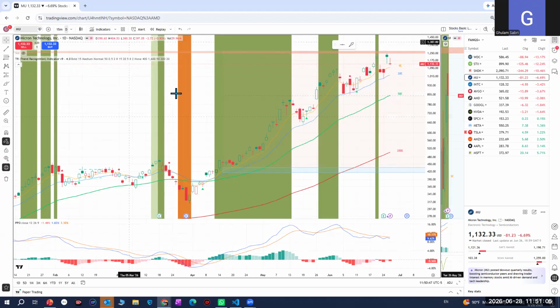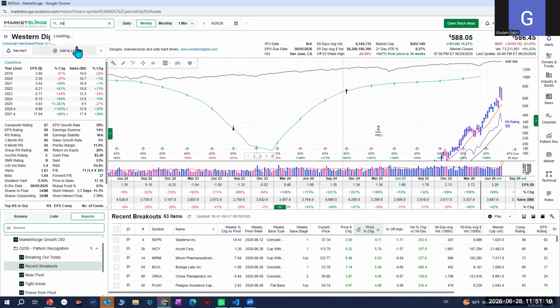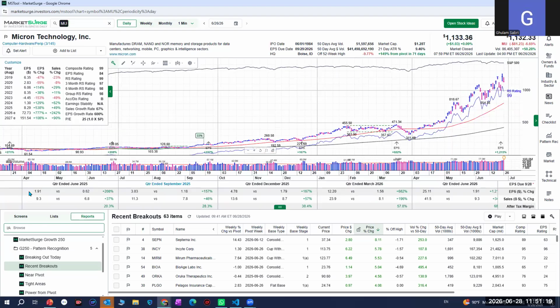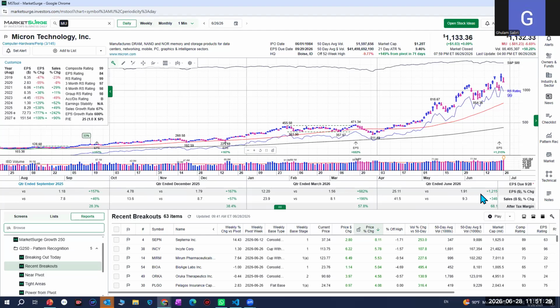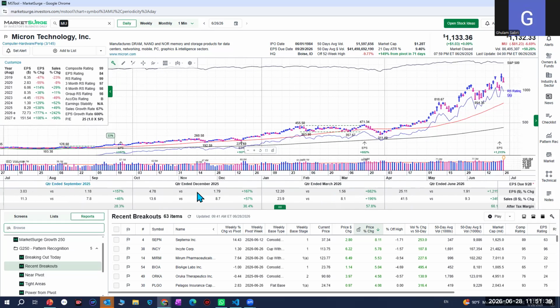What was its earning growth? Let's go back to this Micron. Okay, here is earning growth right here. This is its earning growth, change 682%, right? 1215% this quarter, 167% in December, 157% increase in earning in September last year.